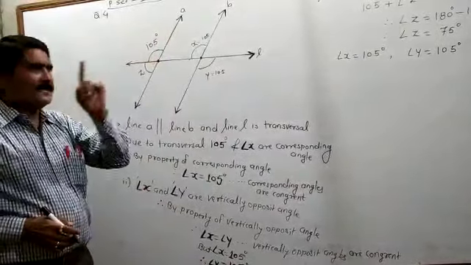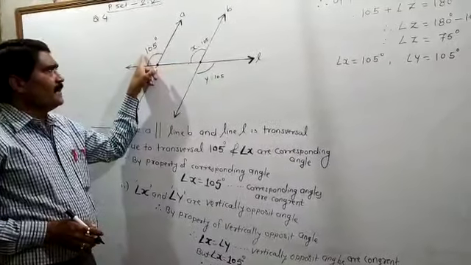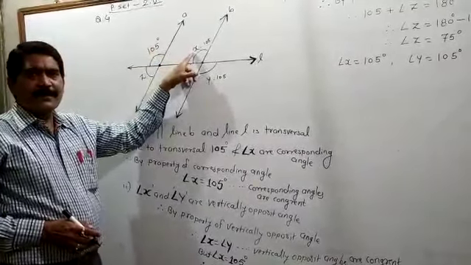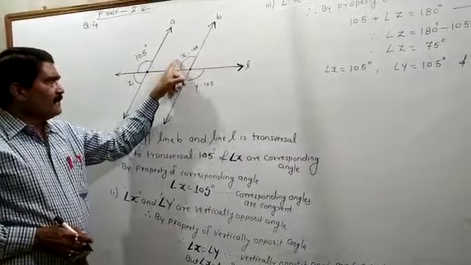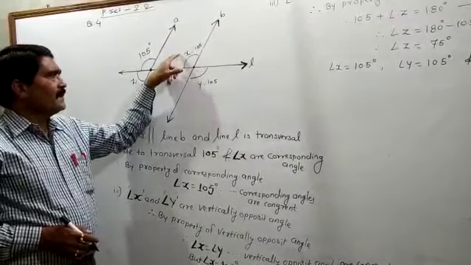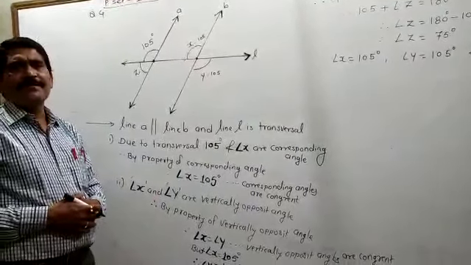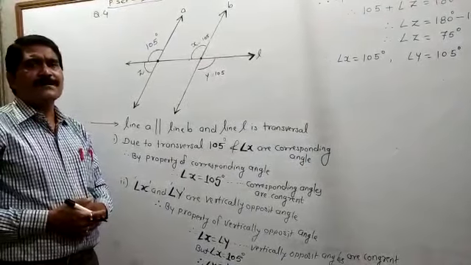How will you find X? This 105 and X are corresponding angles. If this is 105 degrees, then this is also 105 degrees. Then if this one is 105, this one is also 105, because both angles, X and Y, are vertically opposite angles. And what is the property of vertically opposite angles? Vertically opposite angles are congruent.